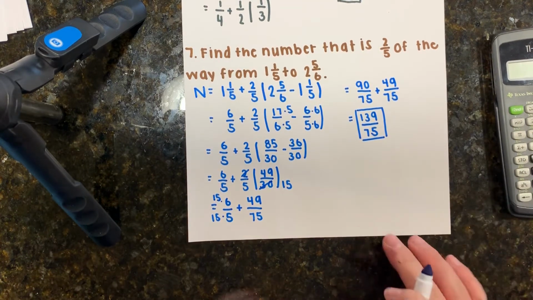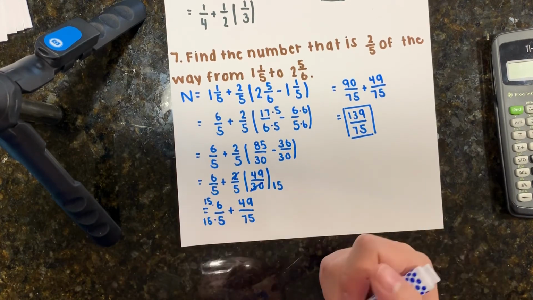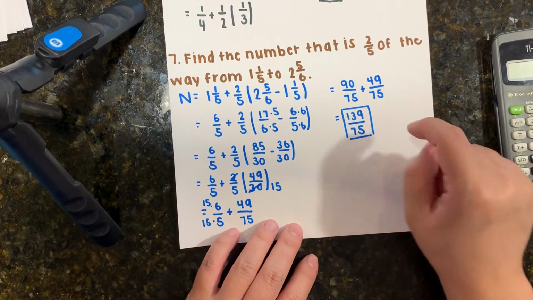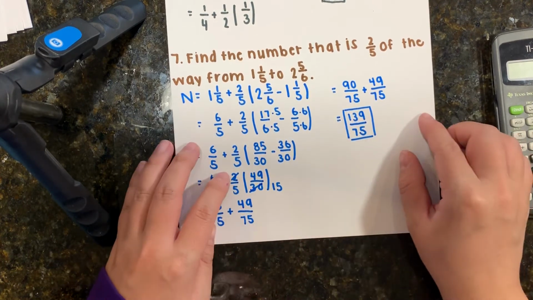And that would be your result. You can leave it like that as an improper fraction, or you can write it as a mixed number. It doesn't matter which one you do; either one would work.